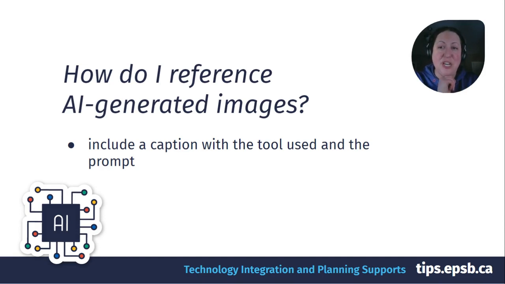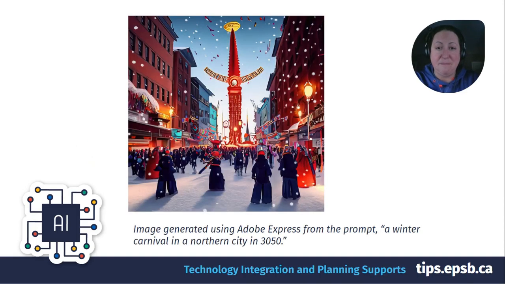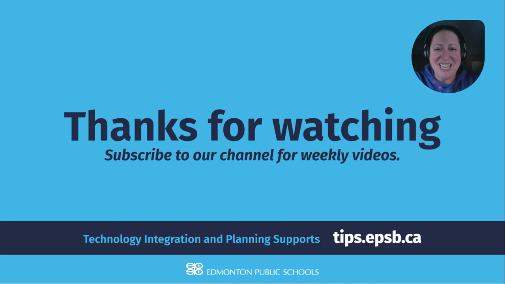Underneath the images we share, we can appropriately cite how this image was created by including first a caption with the tool used, and then in that caption, the prompt that we submitted to generate this image. So here's an example. In this picture, the citation is image generated using Adobe Express from the prompt, a winter carnival in a northern city in 3050.